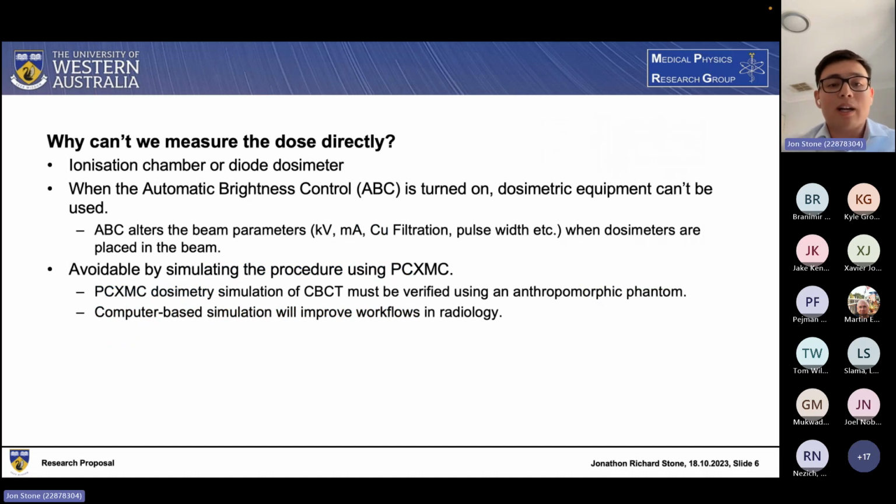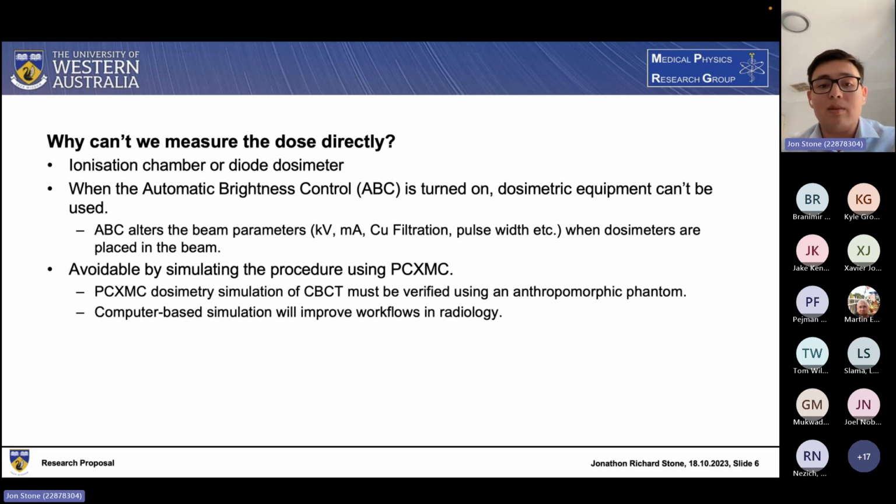So you're probably wondering, why can't we measure the doses directly, for example, stick an ion chamber or a diode dosimeter into the beam? And yes, we can if the beam parameters are fixed, but under the automatic brightness control, or ABC, the dosimetric equipment can't be used because the ABC will alter the beam parameters, such as the kV, the mA, copper filtration, pulse width.